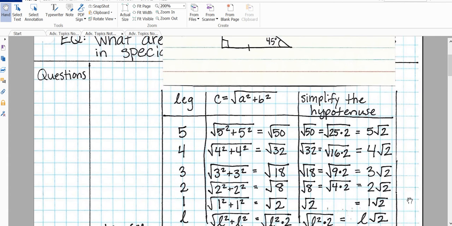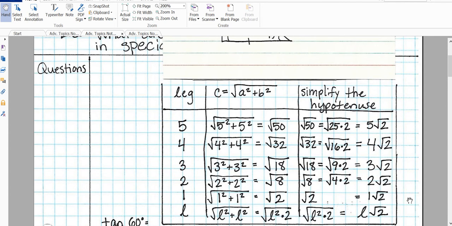Okay, going on, we can do the same thing if a leg was measured 1 unit. And then last of all, since we've seen the pattern, now we can just throw in a variable. Let's just use L for leg. And so we plug it in the same way, and we simplify it down, and we find out that the hypotenuse is the same thing as L rad 2, or any leg times rad 2. Okay, so there's our completed table for our 45, 45, 90 triangle.